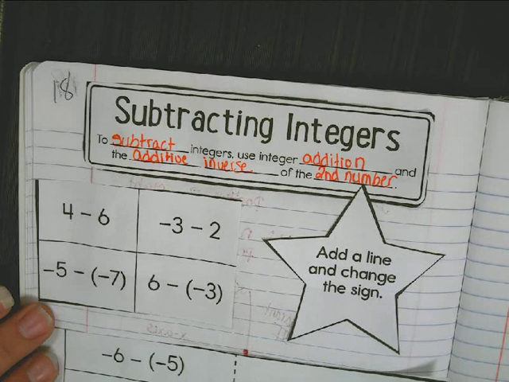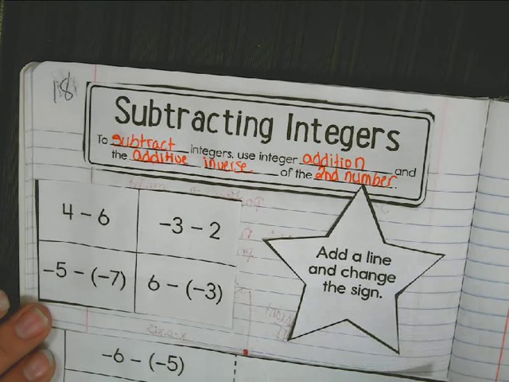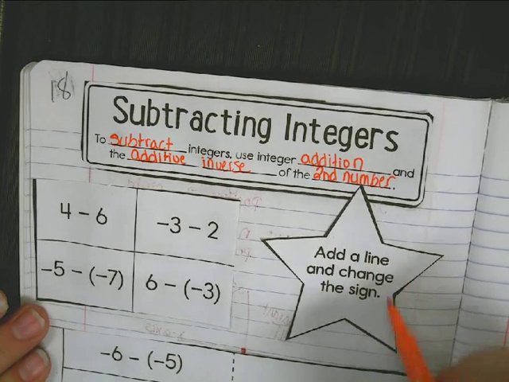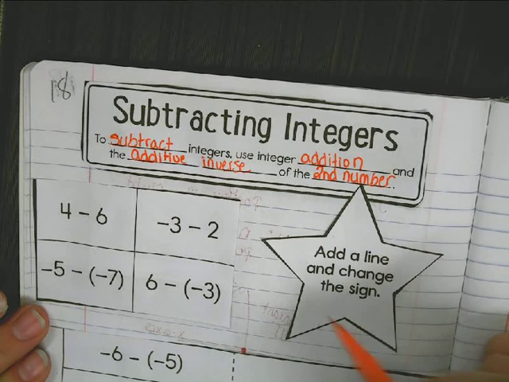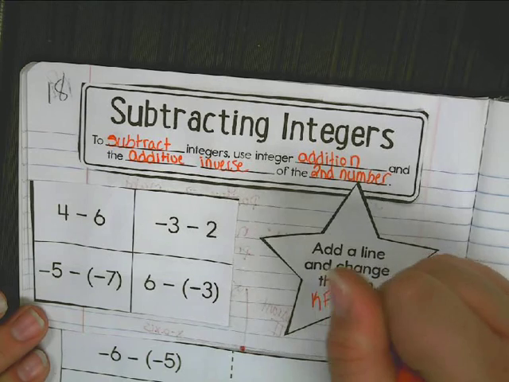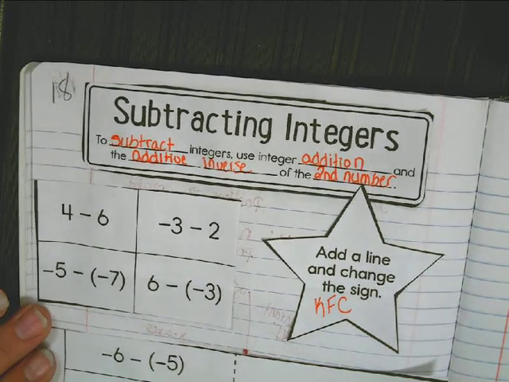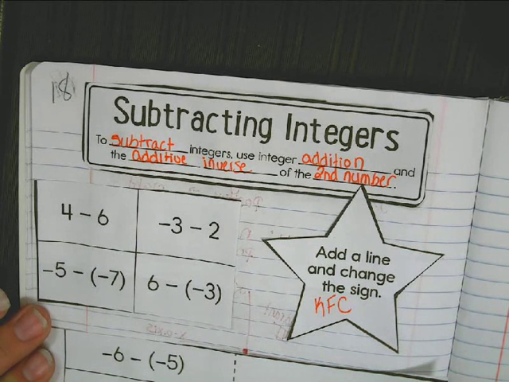For the first problem, 4 minus 6. If you look at your star, it says add a line and change the sign. I'm also going to add KFC on it. Some of you may remember that from last year. Keep, flip, change. We're in math class. We're not talking about KFC the restaurant. KFC is keep, flip, change.